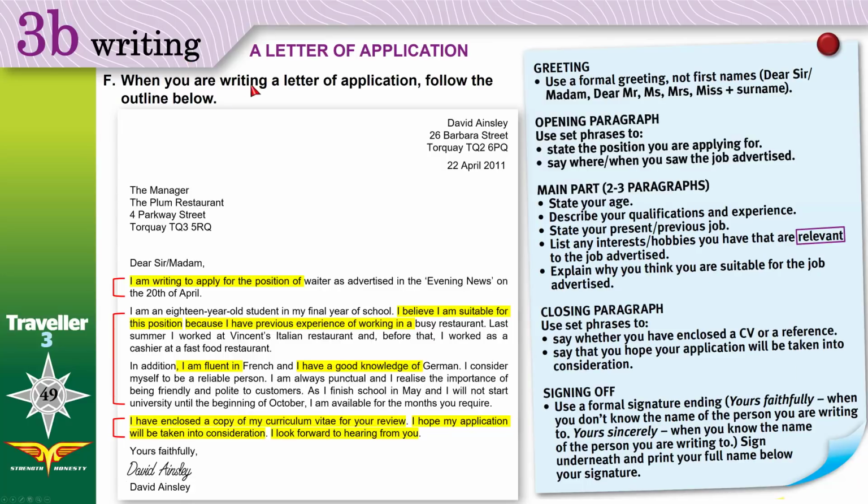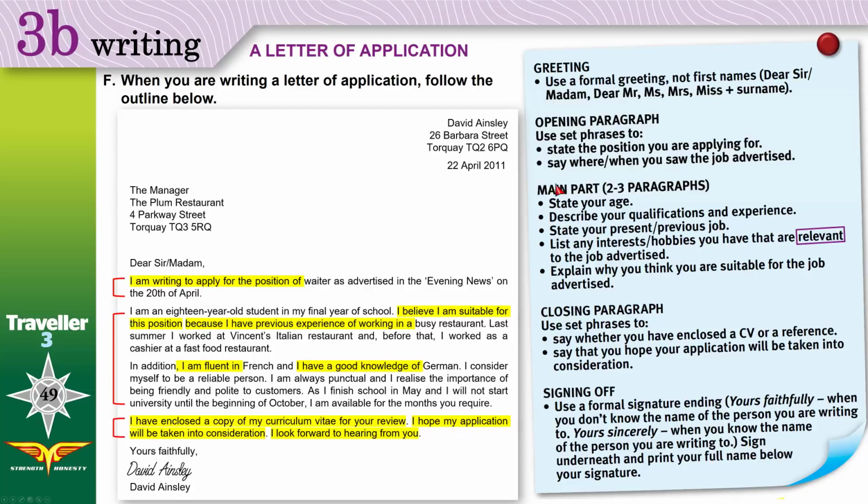Now, when you are writing a letter of application, follow the outline below. You start with a greeting, like here, "Dear Sir or Madam." Use a formal greeting, not first names. Don't say "Dear" plus a first name, no. You say "Dear Sir or Madam", or "Dear Mr." and the surname. That is okay. In the opening paragraph, use set phrases to state the position, the job you are applying for. What job do you want? Say where and when you saw the job advertised.